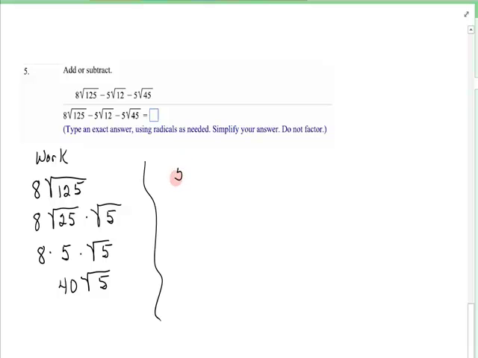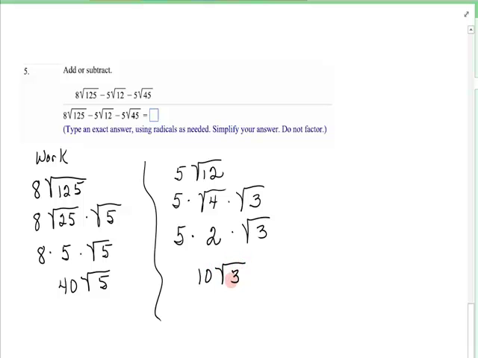Next, I have 5 times the square root of 12. What's a perfect square factor that goes into 12? The square root of 4 times the square root of 3. 4 times 3. It would not do you any good to say 6 times 2 because neither of those are perfect squares. So that gives me 5 times the square root of 4, which is rational, 2 times the square root of 3. That becomes 10 times the square root of 3.